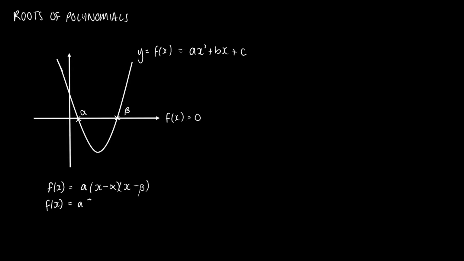So I'll leave the a where it is for a second. I've got x squared minus alpha x minus beta x plus alpha beta multiplied through by a, but maybe let's first sort out those x terms. So we could have that as x squared minus (alpha plus beta) x plus alpha beta. If you're not sure about that, pause the video and quickly expand that to make sure you're happy with what I've done there. And now we can multiply through by a.